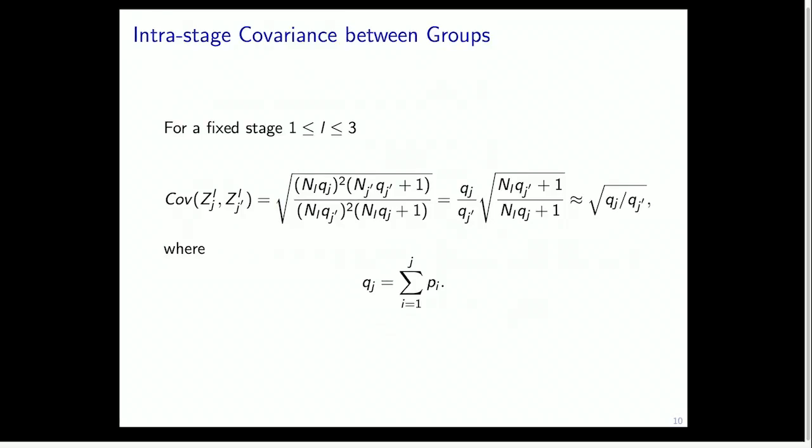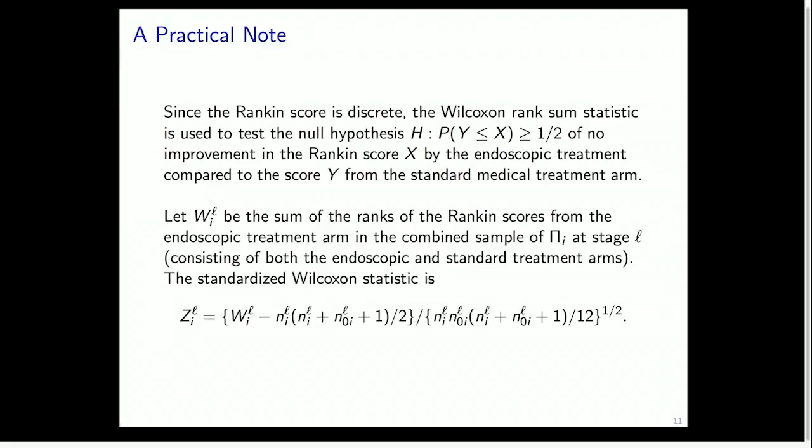And what about the covariance between groups at a fixed stage? That turns out to have another nice formulation: it's just the square root of q_j over q_j prime, where these q_j's are the cumulative prevalences of the groups. So that's about the math I will use. I won't tell you any more, because the rest is detail.